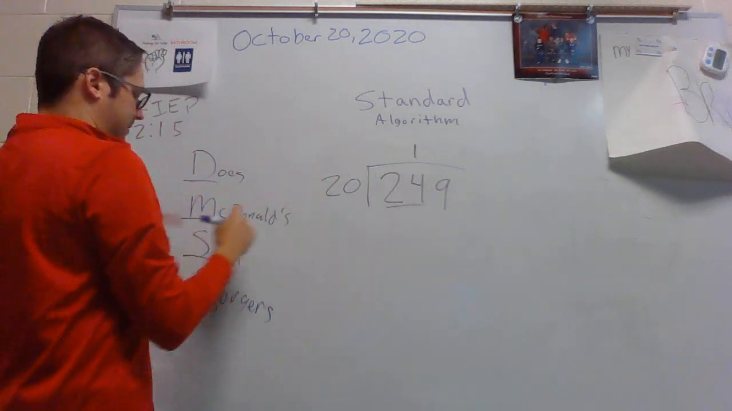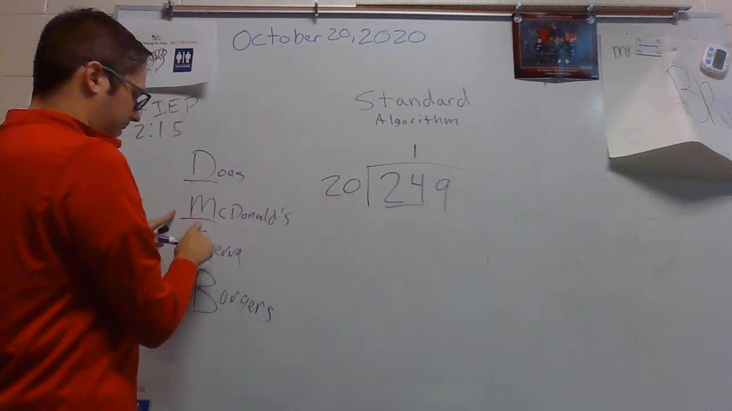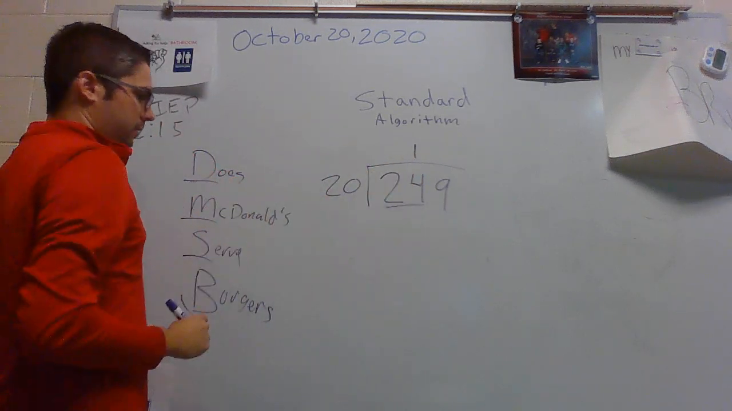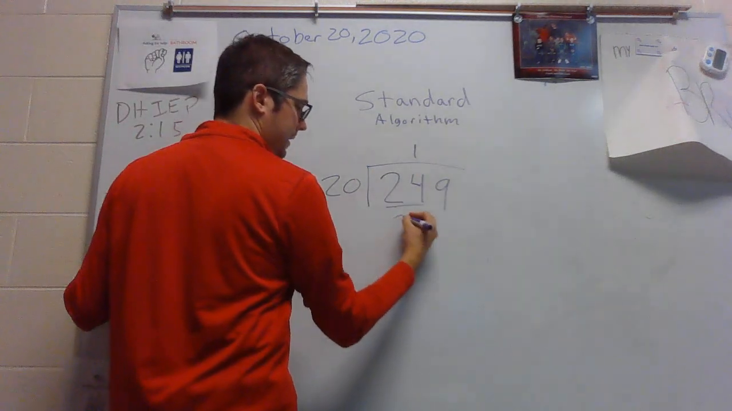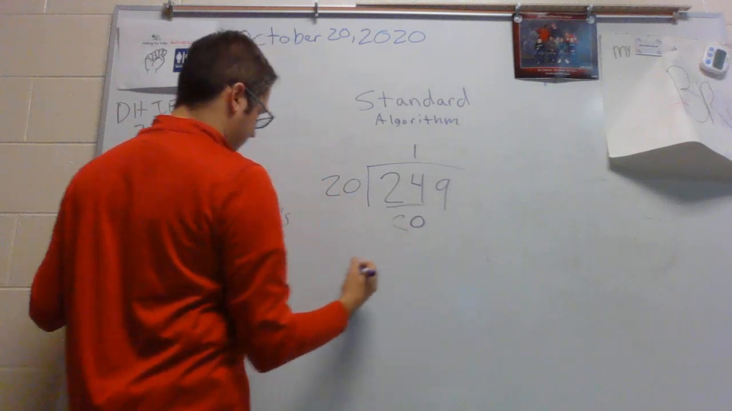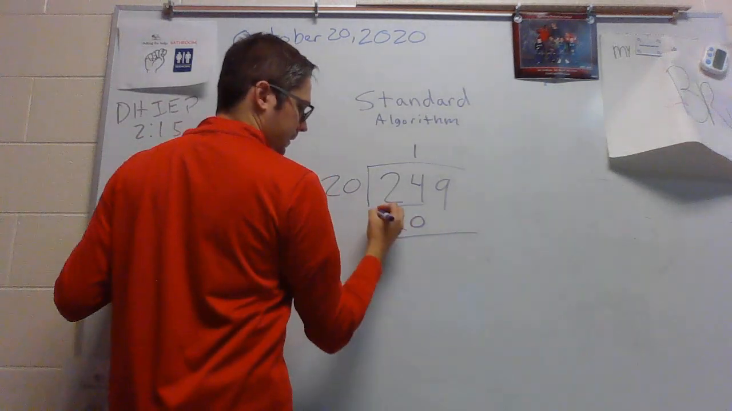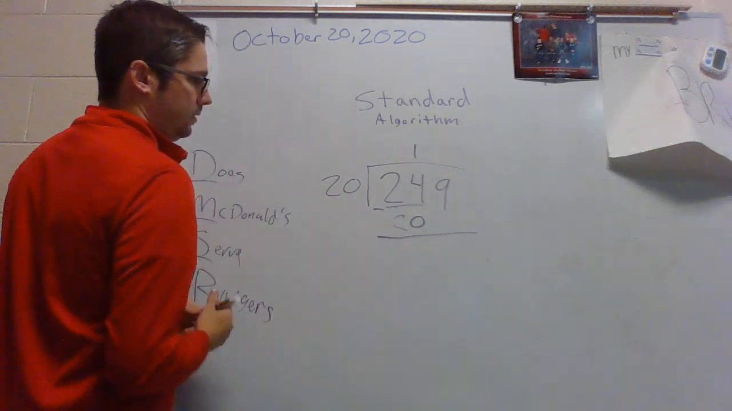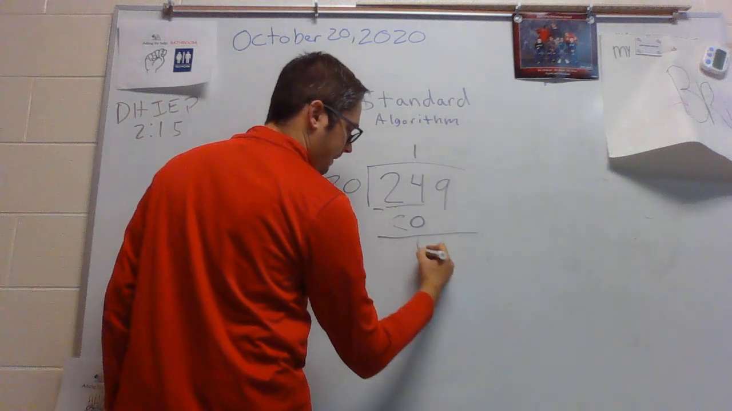20 times 1, that's D right here, divide. 20 goes into 24 one time. Next step is multiplication. Or does McDonald's serve burgers? RM. 20 times 1 is 20. Next thing we're going to do is S, subtract. 24 minus 20 is 4.